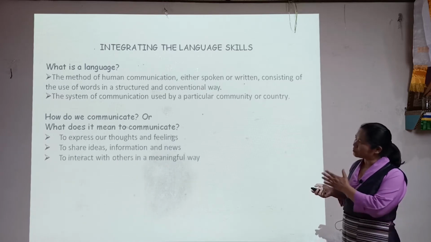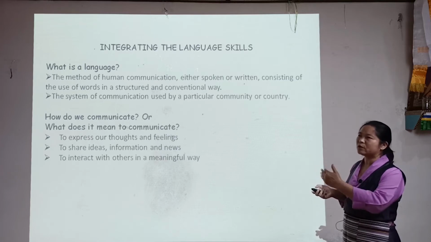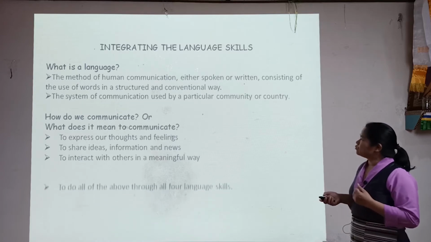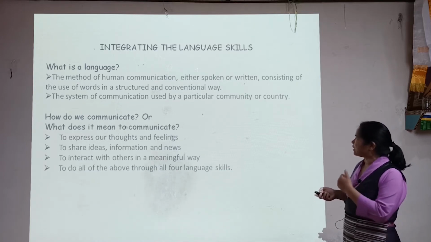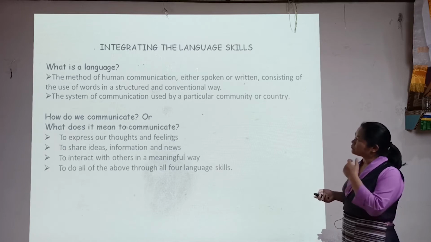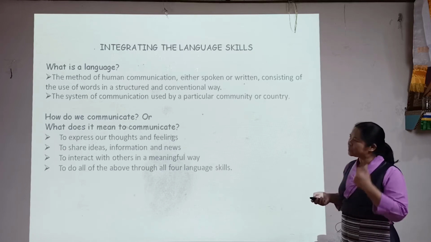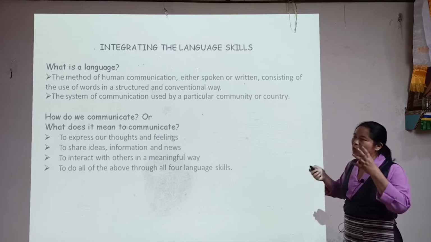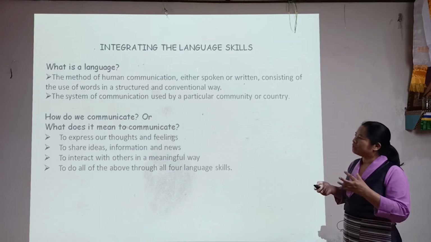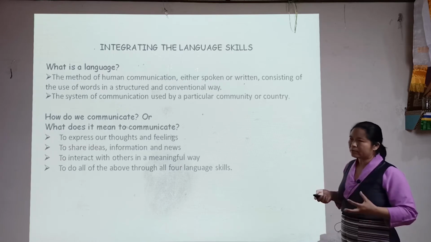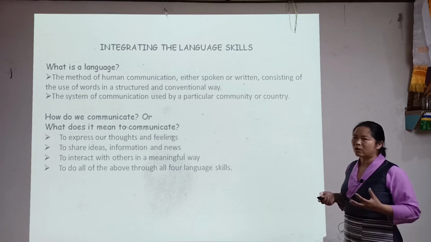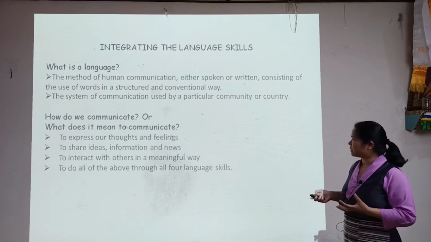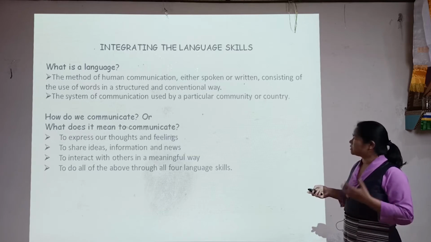If we look at all of these three, we notice that there is a transfer of information from one to the other. To do all of the above, we use all four language skills. So what we observe is language learning will only take place if we treat all the four skills of the language together as a whole, in integration. We cannot learn a language just by reading. We cannot learn a language just by listening or writing. What we need to do is integrate them, combine them, and then only language learning will take place.